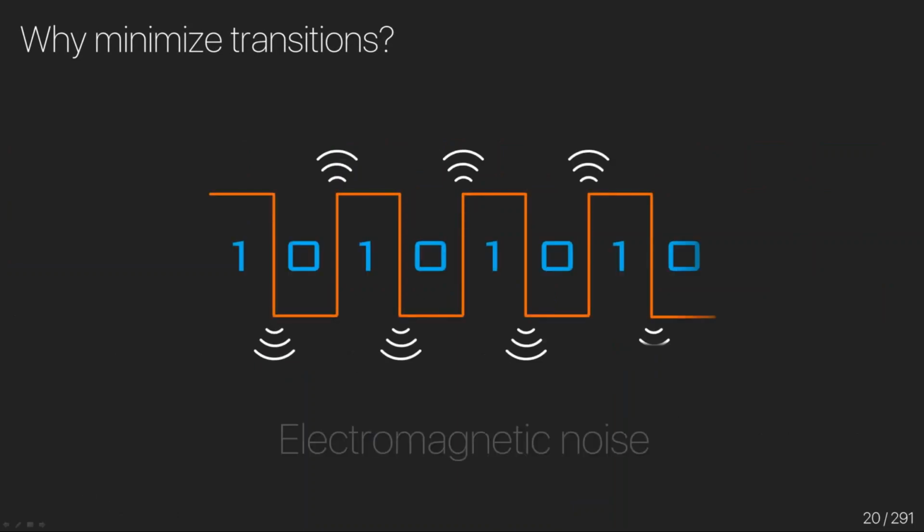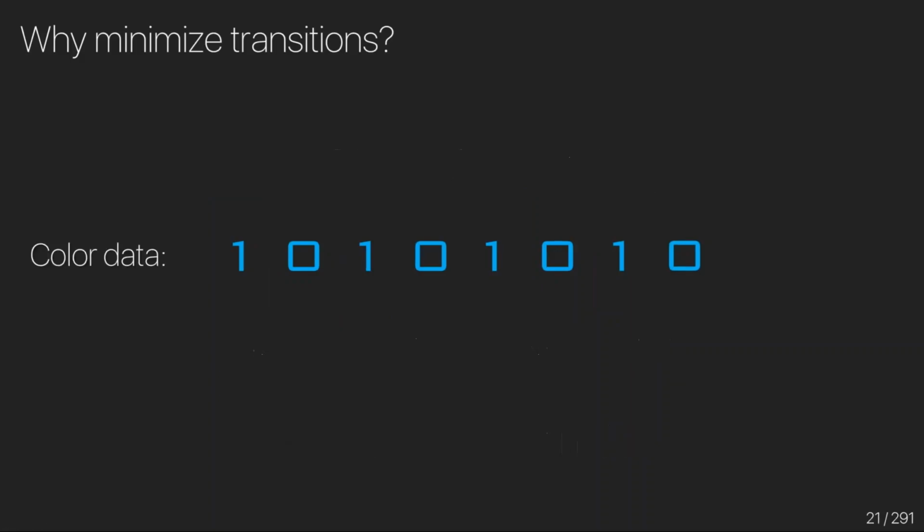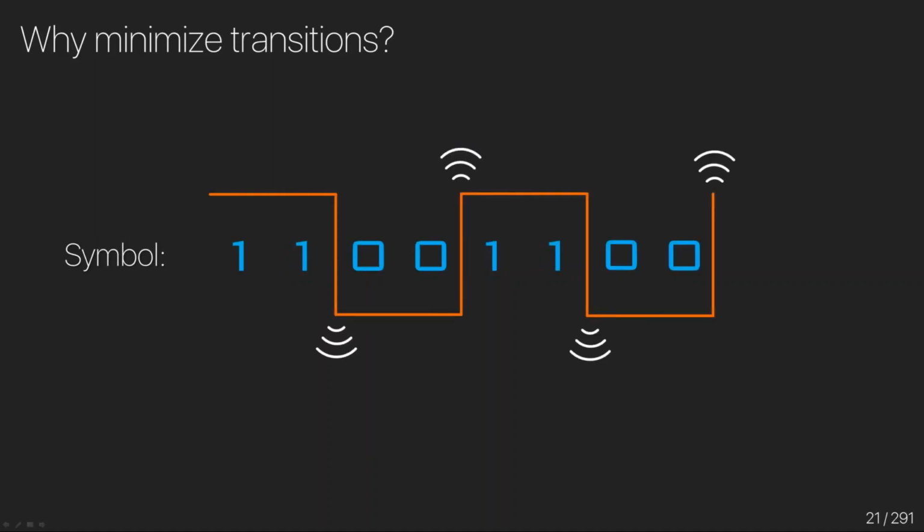As I mentioned, when we have transitions, this is where we emit electromagnetic noise into the environment. With transmitting signals, we want to have a good signal to noise ratio, so we want to minimize as much noise as possible. If we're looking at this bit sequence here, this is the worst case scenario. It has 7 transitions. It's 1 0 1 0 1 0. So what we would do is take this color data and perform our encoding. And now you can see we've only got 4 transitions from the original 7. At this point, the bit sequence doesn't represent the color information, it's a symbol. It's information of a different kind, let's say.